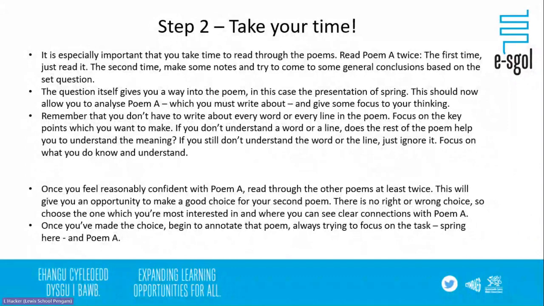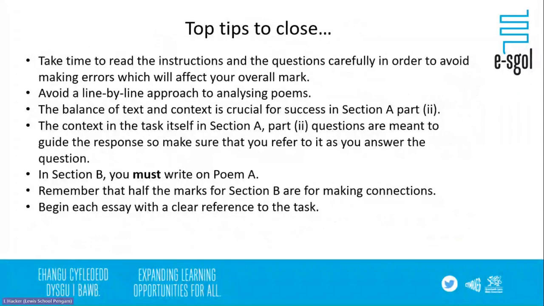Once you feel reasonably confident with poem A, read through the other poems at least twice. This will give you an opportunity to make a good choice for your second poem. There's no right or wrong answer. There isn't one that's more akin to poem A than the others. It's all about the connections that you see. And then once you've made that choice, begin to annotate the poem, always trying to focus on the task and poem A.